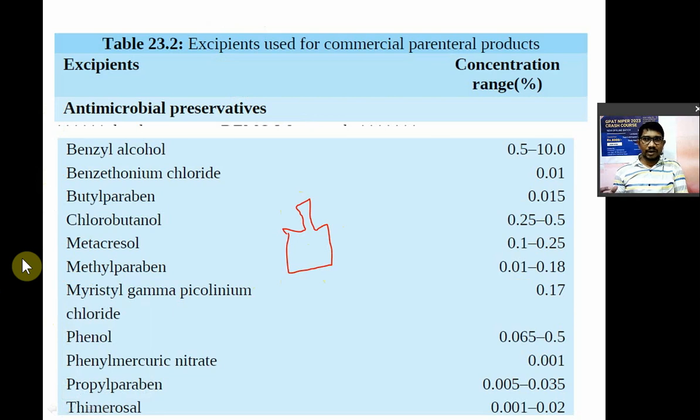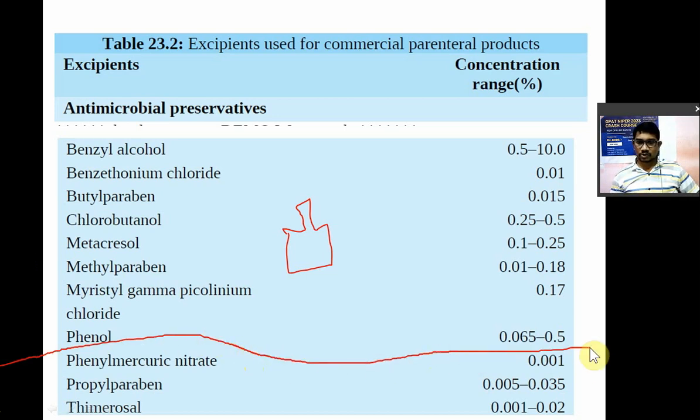So you have to keep that vial open for a particular period, say for example 10 days, 15 days, depending on your requirement. So during that it may get contaminated. Now if it is contaminated, then there might be growth of bacteria. So to prevent that, antimicrobial preservatives are needed. So remember, chlorocresol, phenol, okay, phenyl mercuric nitrate is used in this concentration 0.001. इसके ऊपर क्वेश्चन आ चुका है. Propyl paraben 0.005 to 0.035, thiomersal 0.001 to 0.02. So ये preservatives important हैं, कभी-कभी क्वेश्चन आता है.